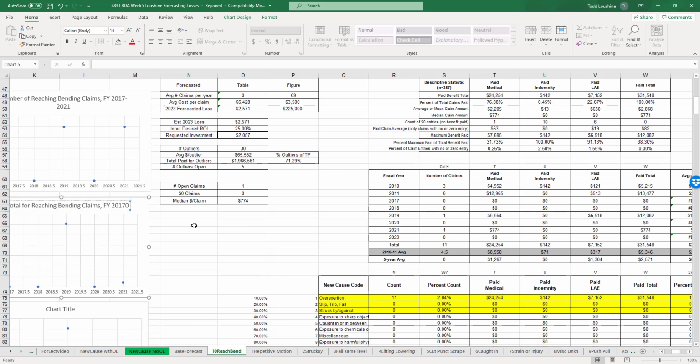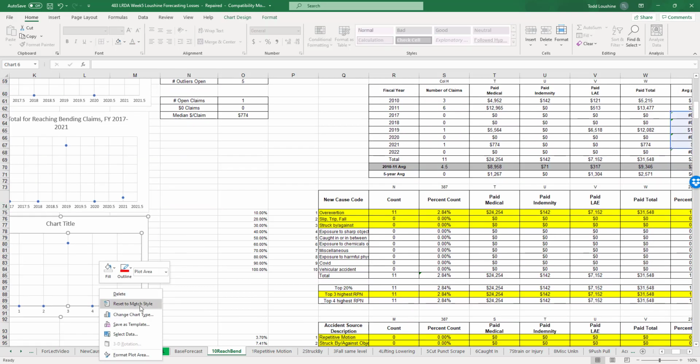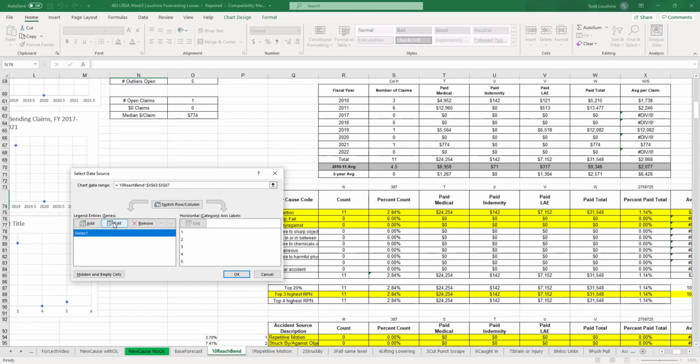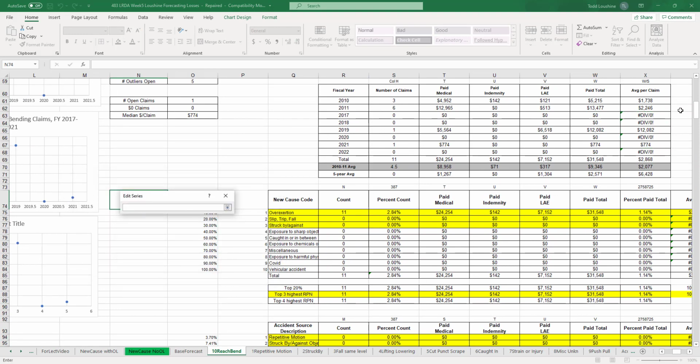You can label it how you see fit. I'm just trying to do something really basic right now. And now for the average, select data, click on it, edit. The name is average per claim. X value is 17 through 21.